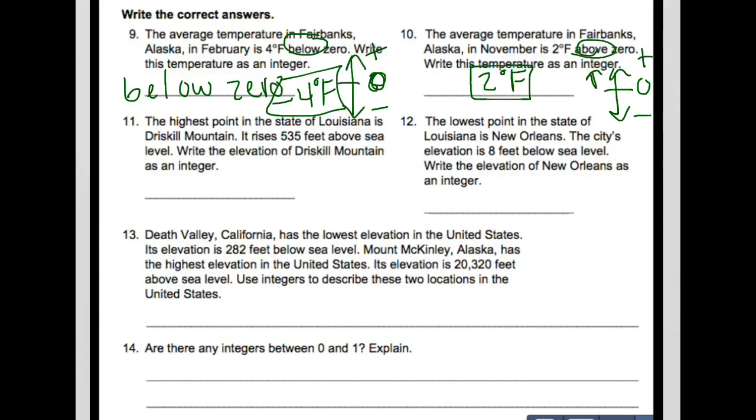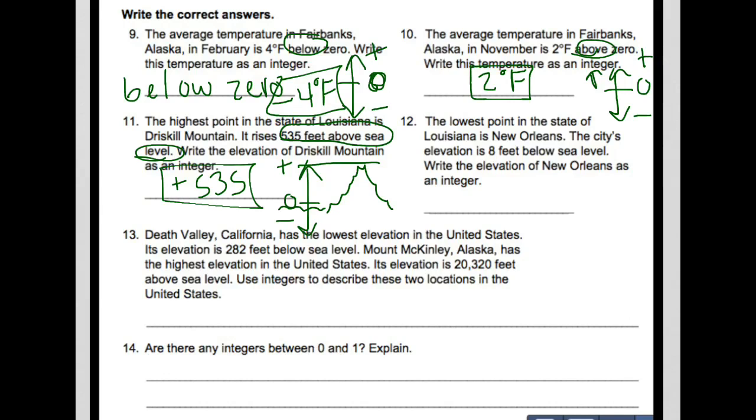The highest point in the state of Louisiana is Driscoll Mountain. It rises 535 feet above sea level. So you can think of a mountain, you can think of sea level. If I draw an inverted number line, zero's in the middle, it's sea level. When I go up, it's positive. When I go underneath the water, it's negative. So this mountain is 535 feet above sea level. So above, meaning it's above zero, which means it's positive 535.